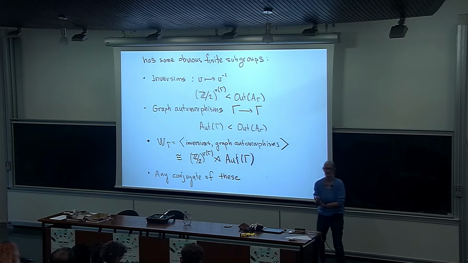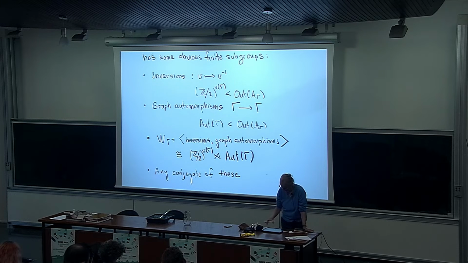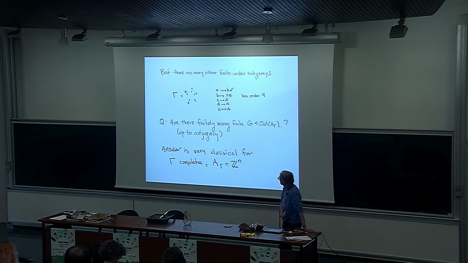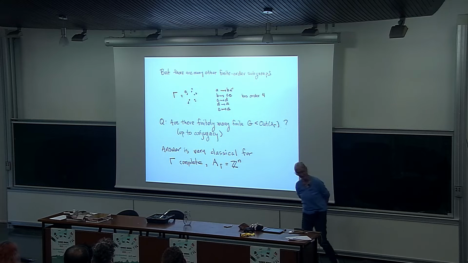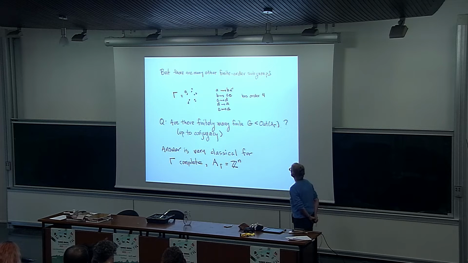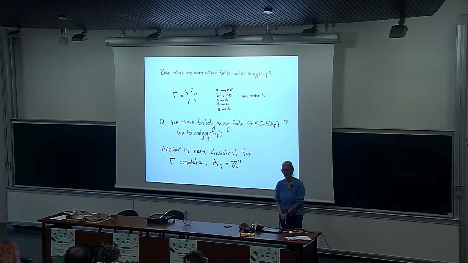And of course, if you have a finite subgroup and you take a conjugate of the finite subgroup, you get another finite subgroup. So there are some obvious finite subgroups in this outer automorphism group. But it turns out that there's also lots and lots of very interesting other finite subgroups. I've just drawn an example of one where Γ is a discrete graph. There's an automorphism. It's not just a permutation of the generators, and it has order 4. That's just one simple example. Exercise, come up with examples.